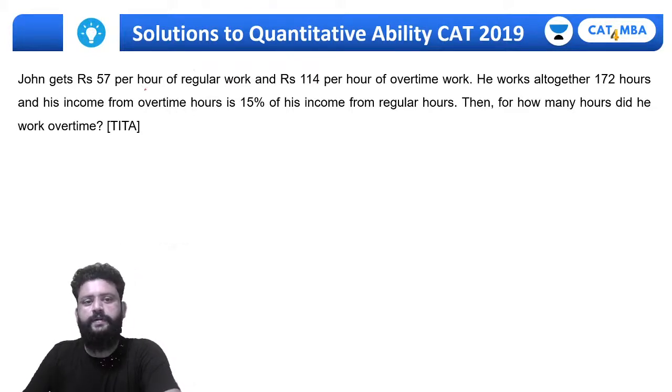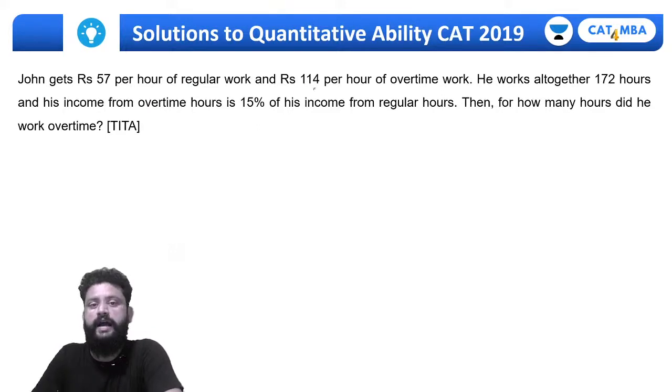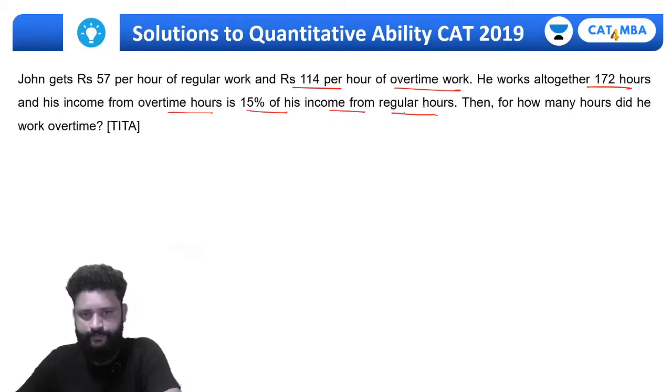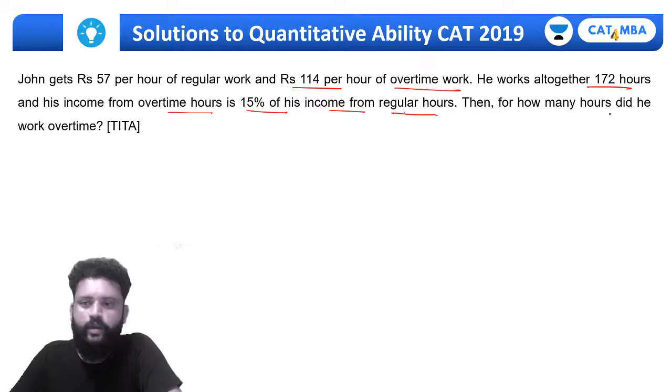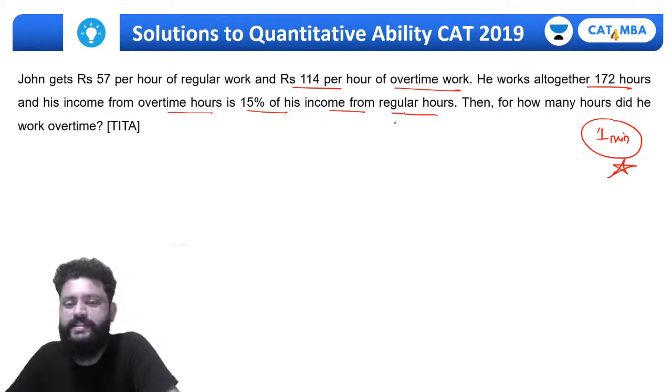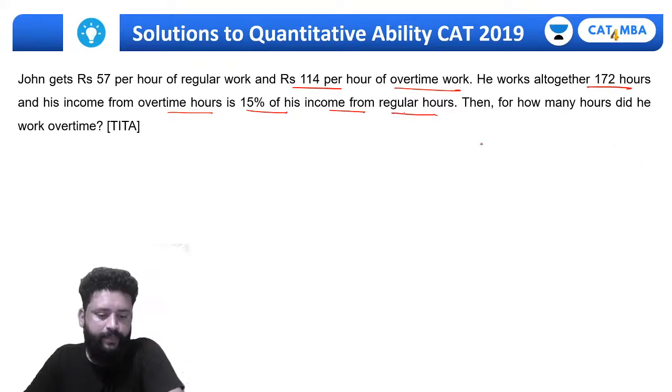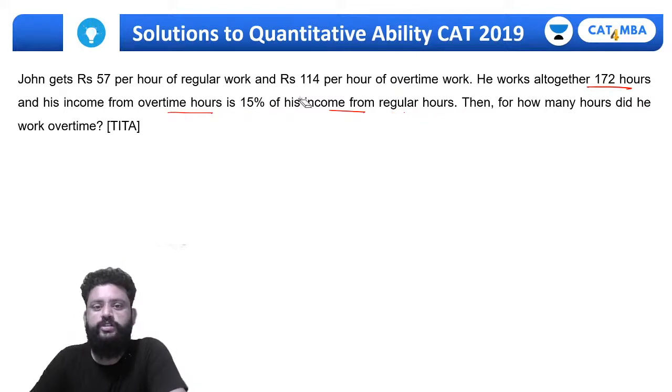John gets 57 per hour for regular work and 114 per hour for overtime. Then he works altogether 172 hours. His income from overtime was 15% of his income on the regular hours. Not more than 1 minute. Can you do this on your own? Check. It should not take more than 1 minute. Then for how many hours did he work overtime? Anyone who can answer this question quickly? In less than a minute.